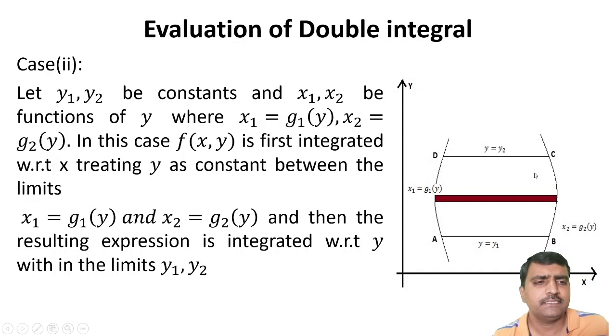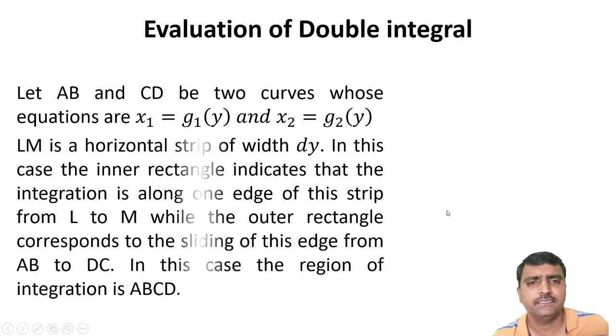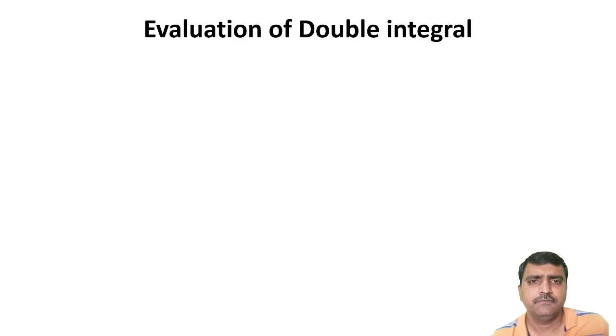Now we have to take the integration over this region. In that case, first you take the limits as constants: y varies from y1 to y2 and x varies from g1 of y to g2 of y. So that means first we have to take the integration with respect to x, then integration with respect to y. So this is the procedure or method we need to follow when we are taking the double integrations.